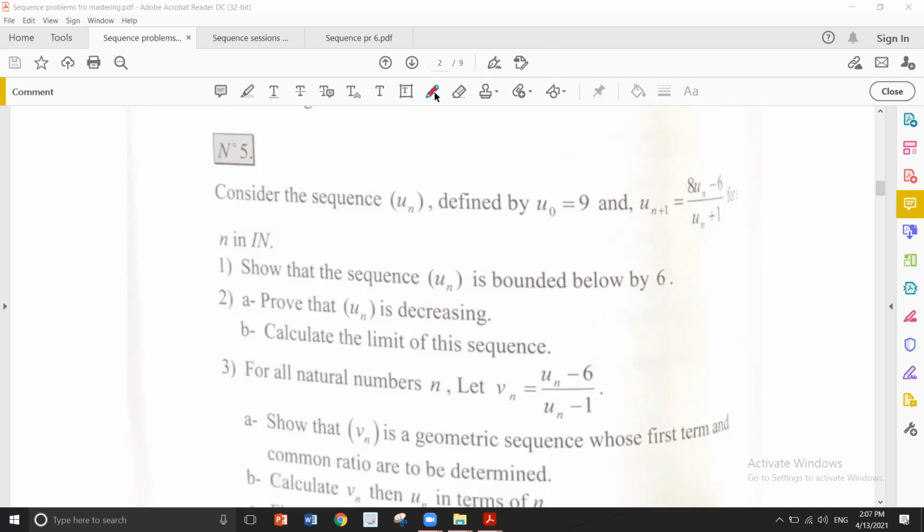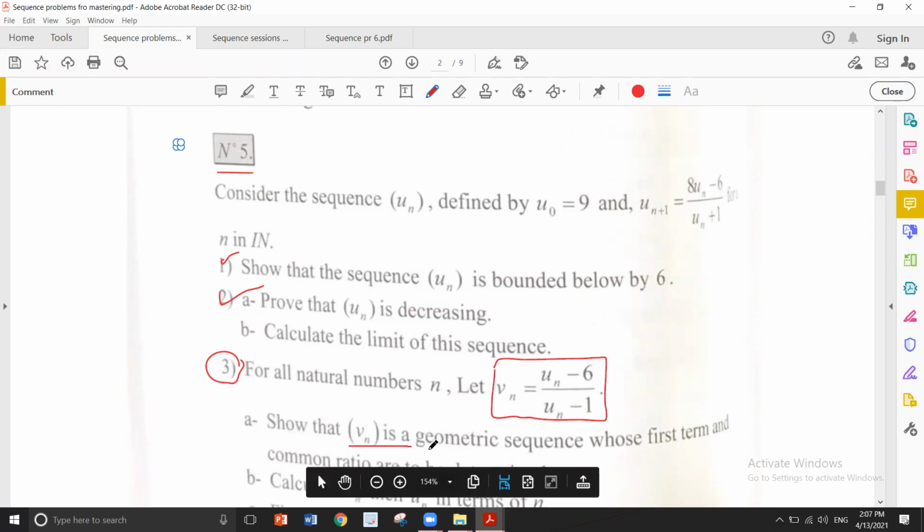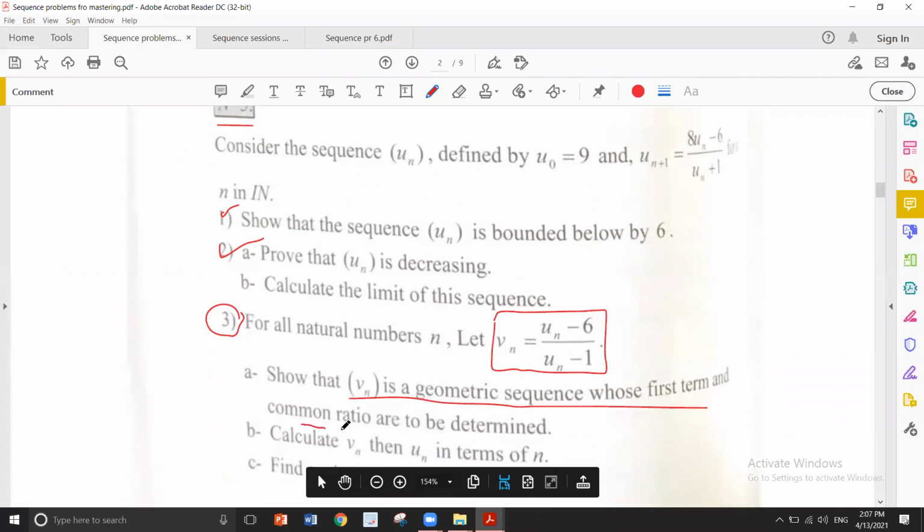Okay, let's start. Last time we were solving exercise 5. We solved part 1, part 2. Now part 3. For all natural numbers n, let Vn equal (Un minus 6) over (Un minus 1). Show that Vn is a geometric sequence whose first term and common ratio are to be determined.